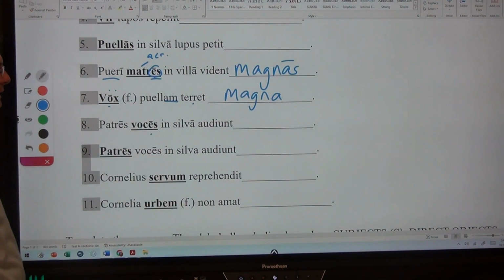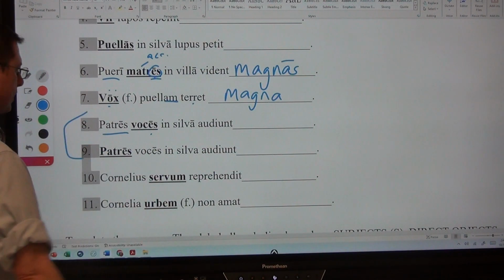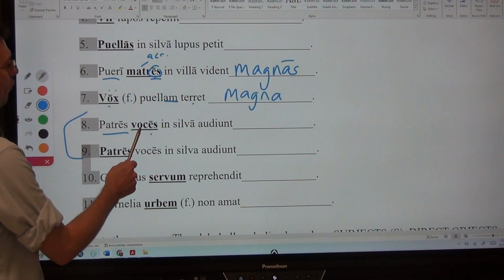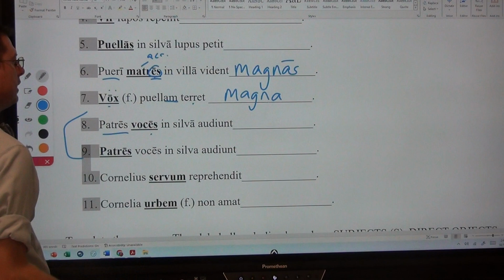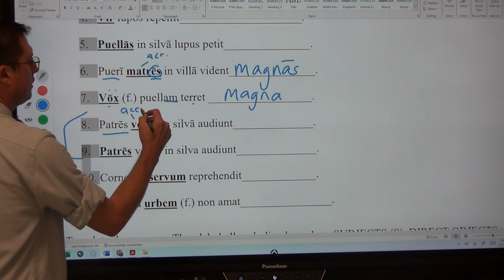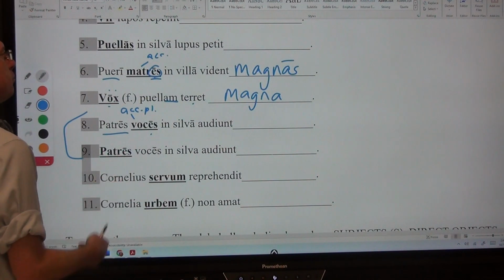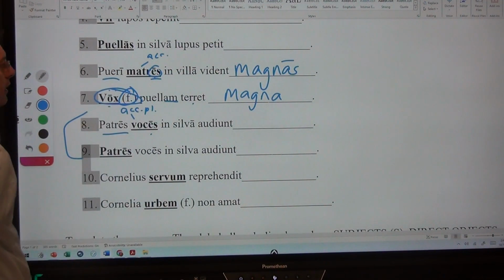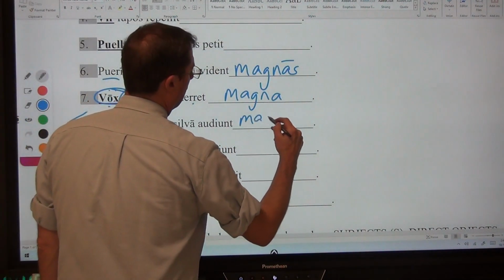Number 8, voces. Long ES, it could be nominative or it could be accusative. Patres is not helping because it is in the same boat. And so here we can see 8, 9 are actually the exact same sentence. It's going to be that the dads hear the voices or the voices hear the dads. Well, obviously, voices don't hear, dads are the ones who hear, so therefore voices are going to be your accusative, and it is plural. We know from the form it is plural, and previously we saw that voice is feminine right there, and so therefore we are going to make accusative plural feminine magnas.